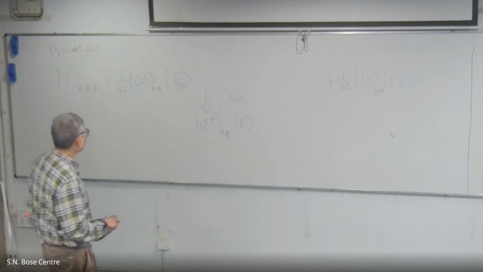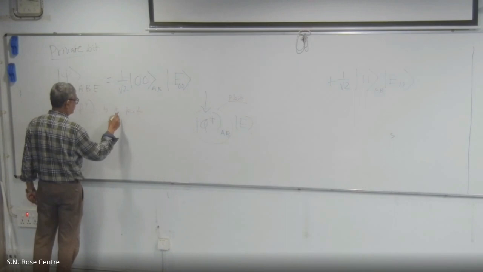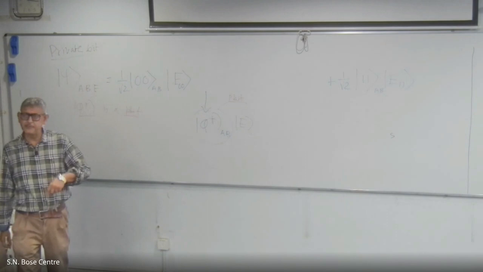But I am asking a different question. Of course, this phi plus is a PB. That means it generates one private bit. I am asking a different question.